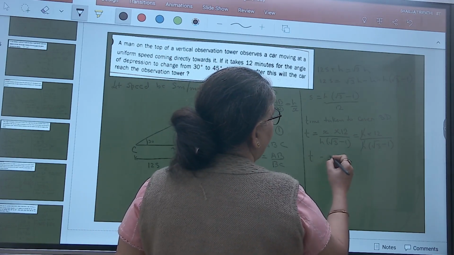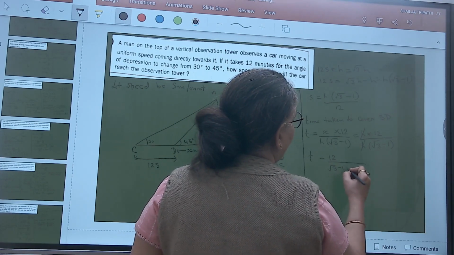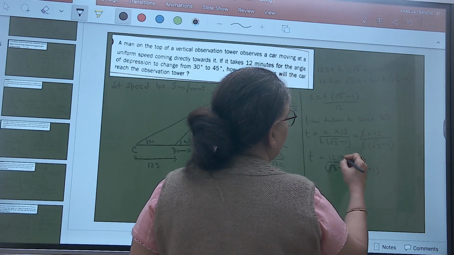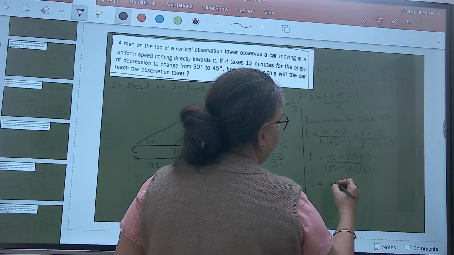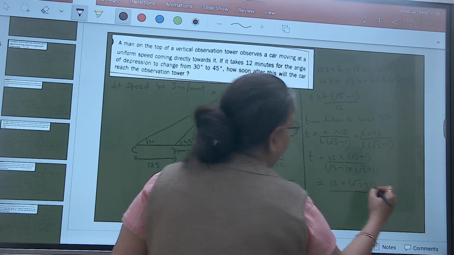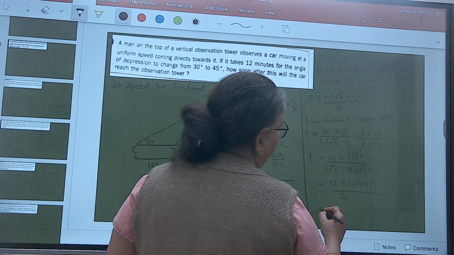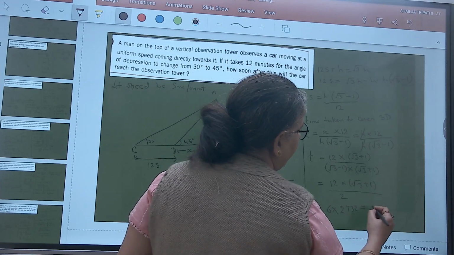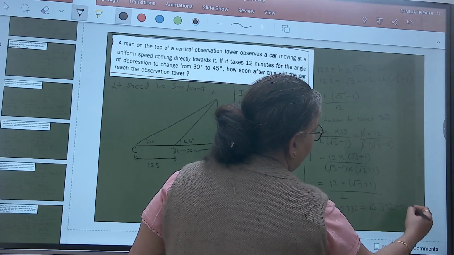So we have to rationalize this number, 12 upon root 3 minus 1, multiply it by root 3 plus 1. So what you get, 12 multiplied by root 3 plus 1 divided by, on solving the denominator, you get 2. So now we have 6 into 2.732. This will come out to be 16.392 minutes. And this is your answer.